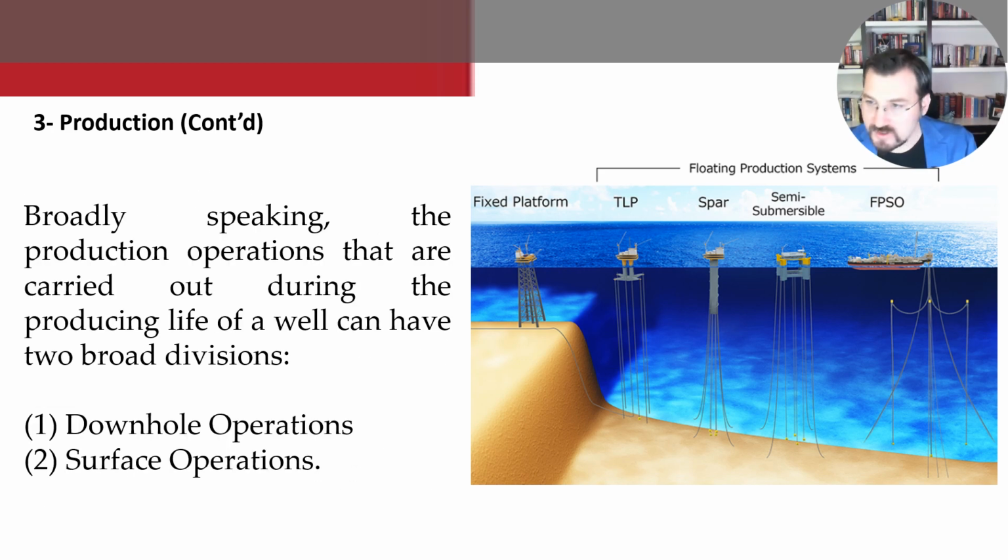So, broadly speaking, the production operations that are carried out during the production life of a well can have two broad divisions. One of them is the downhole operations and the other is the surface operations, like the onshore operations. Those operations that are carried out through the wellbore during its producing history, like workover operations, wireline operations, stimulation operations, artificial lifting, and so on, fall under the first category, whereas those operations that are carried out at the surface, like separation treatments, storage and transport, are commonly termed surface operations.